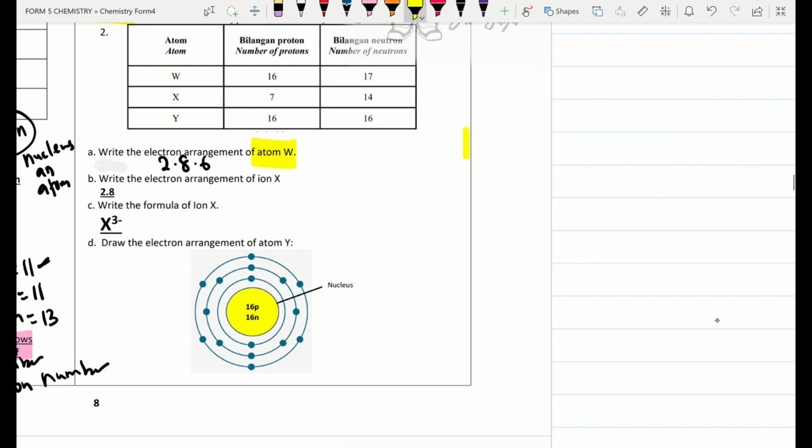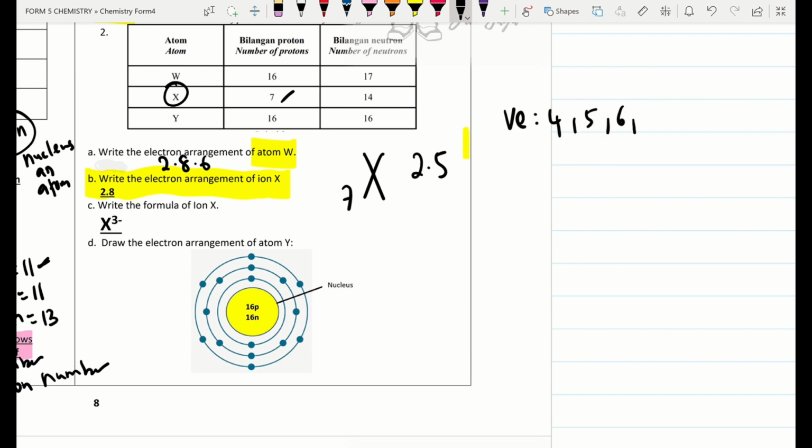All right, so we check question number B. The electron arrangement of ion X. How to do the electron arrangement of ion X? First, we check atom X. Atom X has proton number 7. So we try to do the electron arrangement. Now we check the valence electron, if let's say valence electron 4, 5, 6, 7.